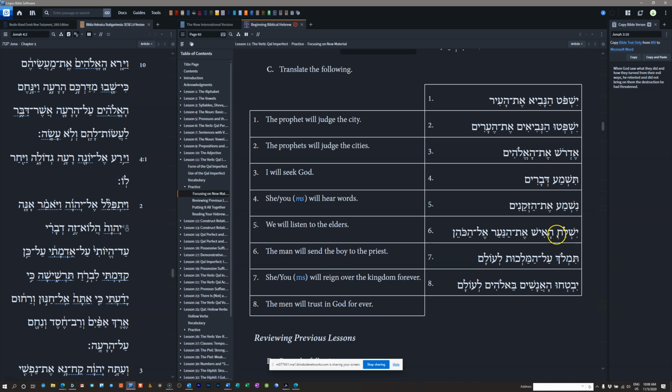Plural would have a shureq suffix here. So we know this is 3MS. Qal Imperfect 3MS form of shalach. Shalach in its lexical form, Qal Perfect 3MS, means he sent. So conjugated in the Qal Imperfect 3MS, it means he will send.